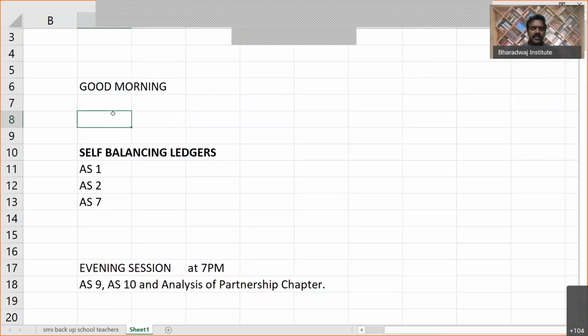So this is going to be the order of discussion. The first one is going to be self-balancing ledgers. Then we'll begin with accounting standards, some of the accounting standards in the morning session. Then we'll go for the remaining accounting standards in the evening session. And we'll analyze the partnership chapter with respect to how the question can be tested.